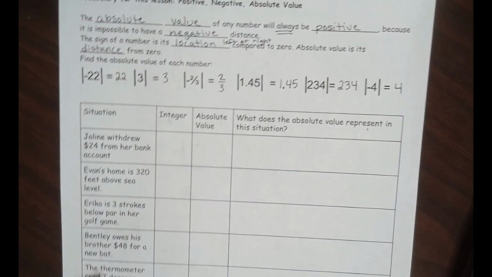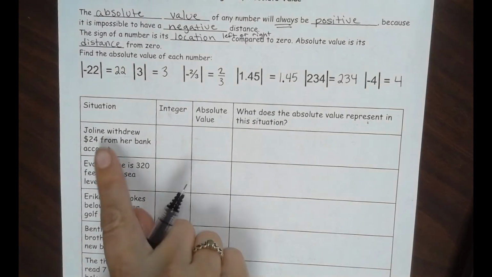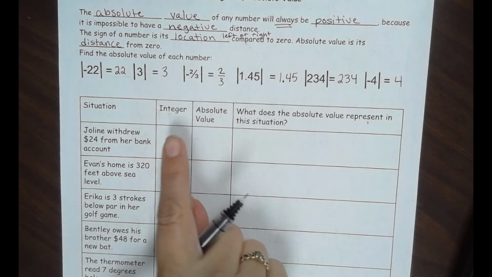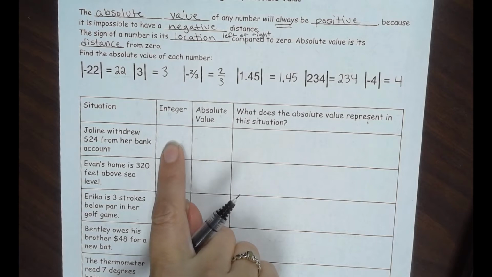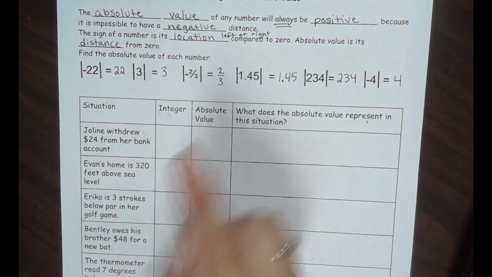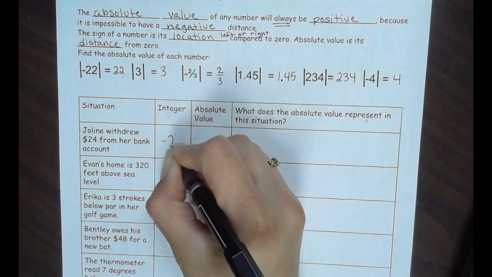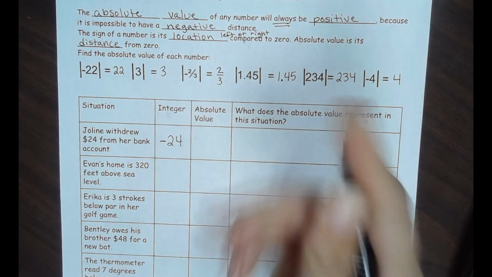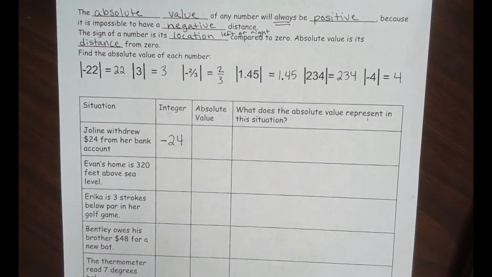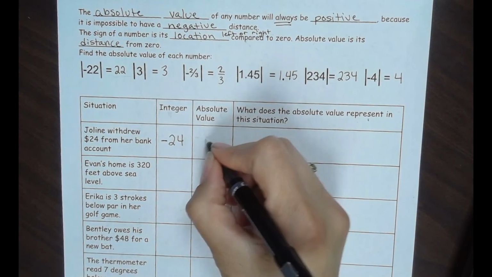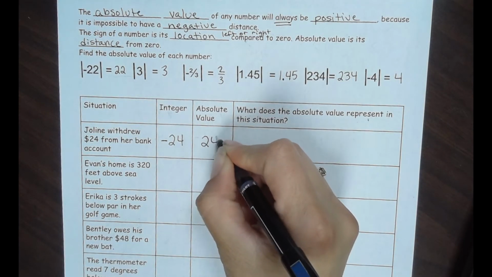So, in this situation, what is the integer? And then what's its absolute value? So, where is its position compared to 0? Jolene withdrew $24 from her bank account. The integer would be negative 24 because we are going below 0 and taking out $24. But what would its absolute value be? It would be a positive 24.